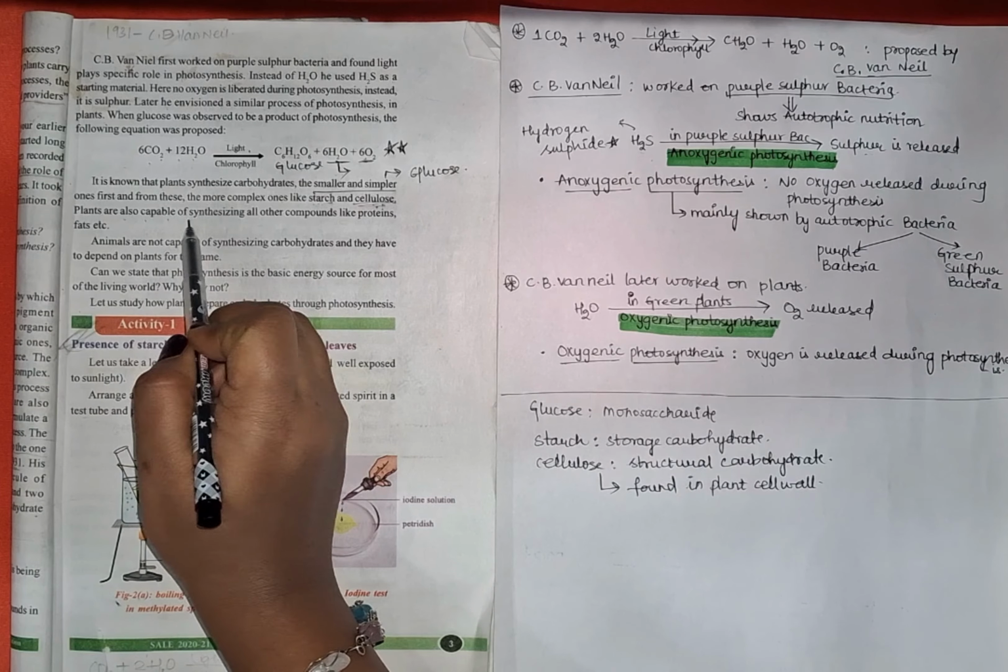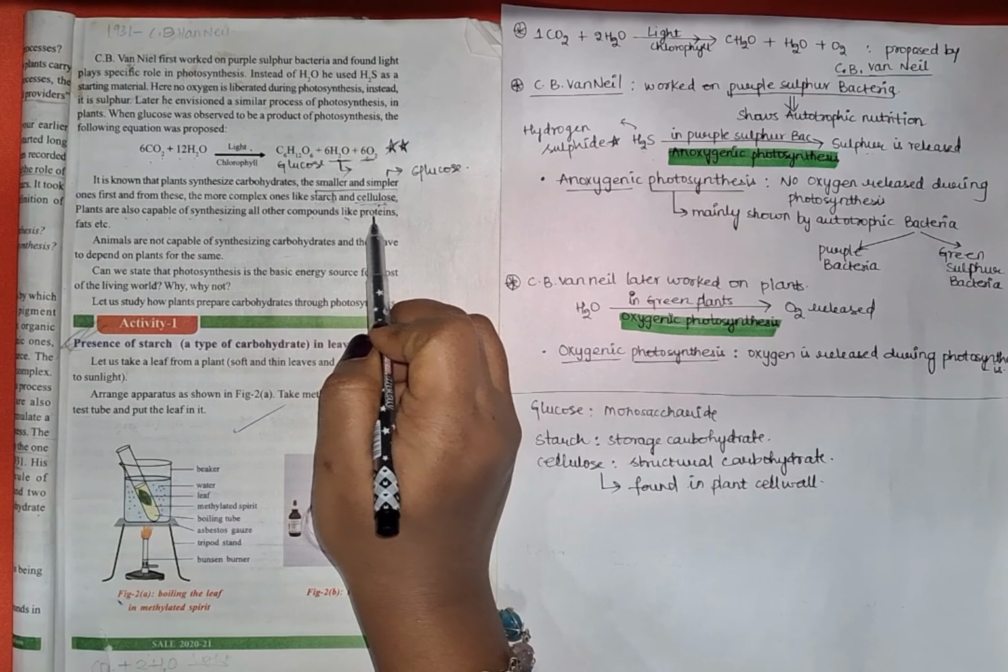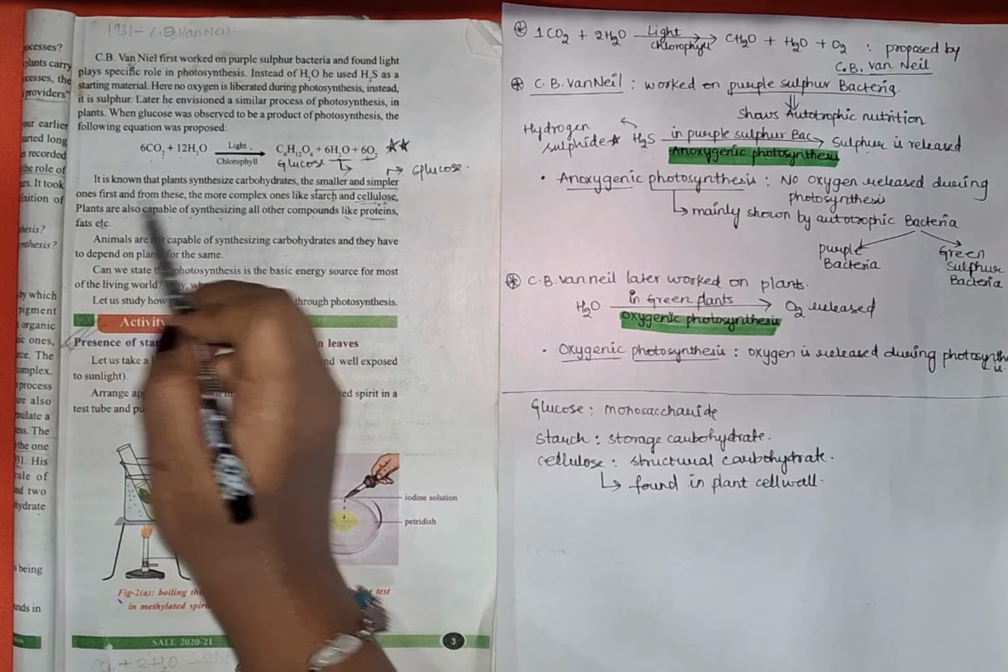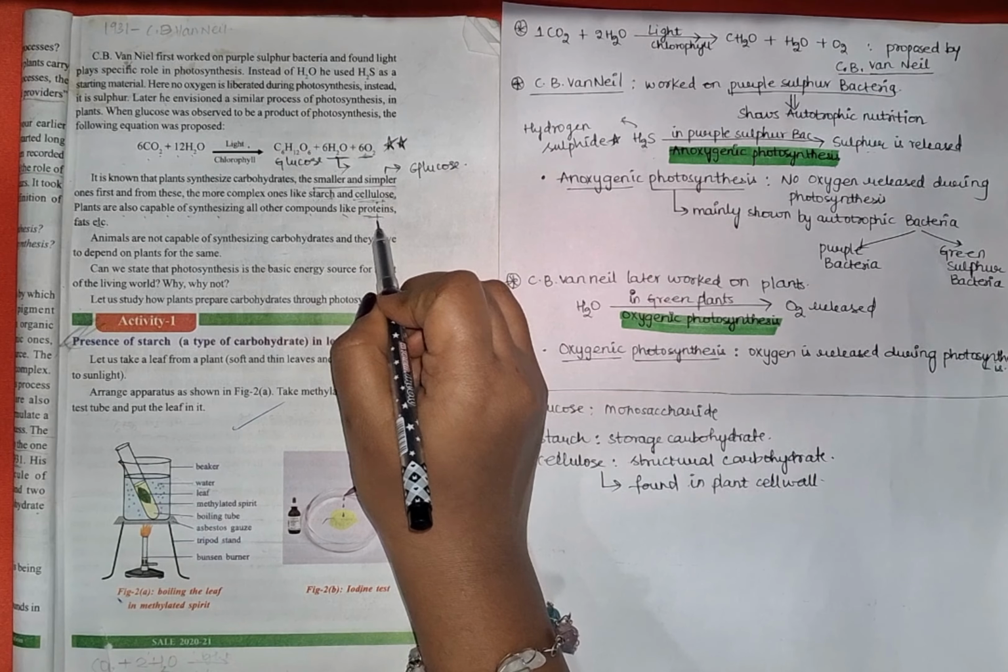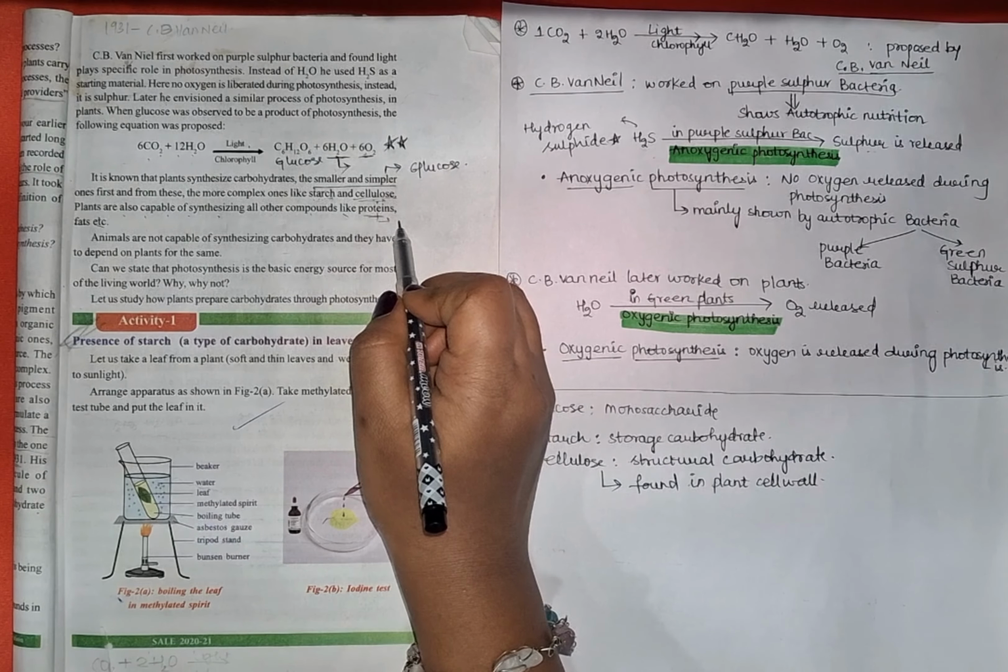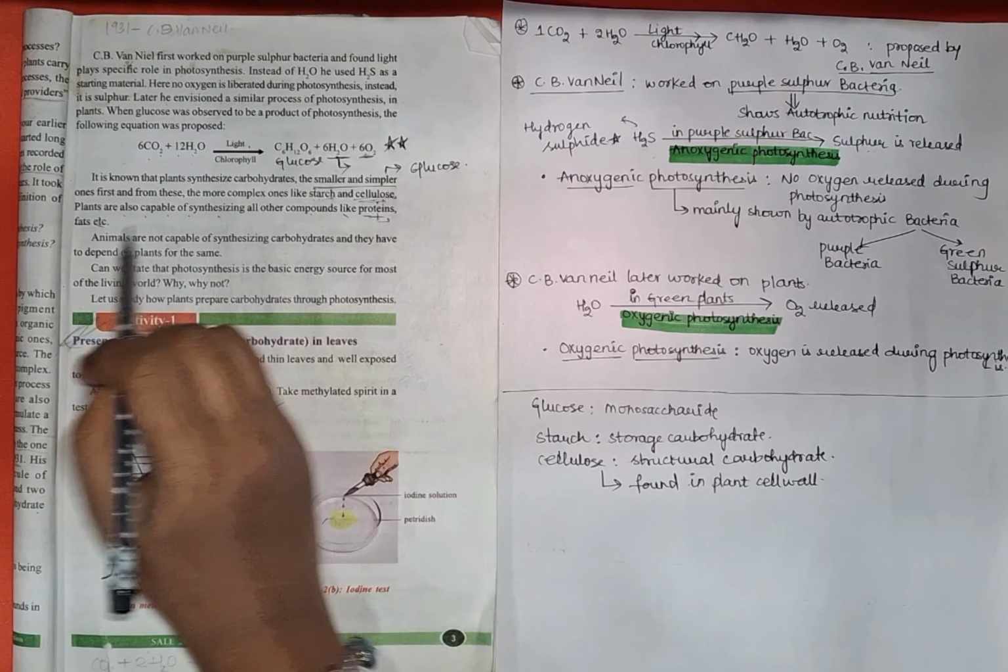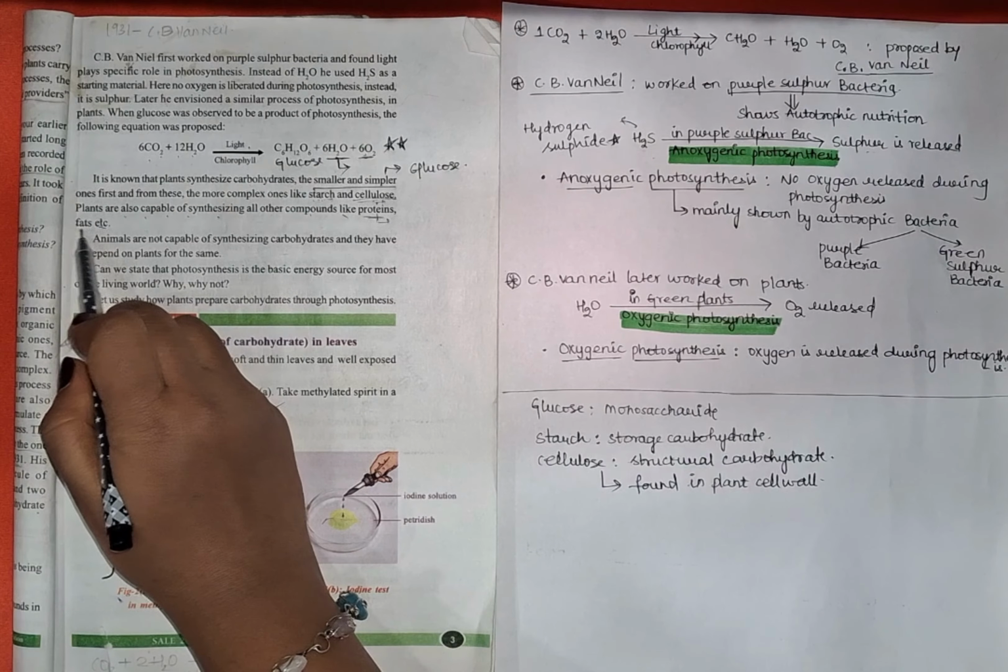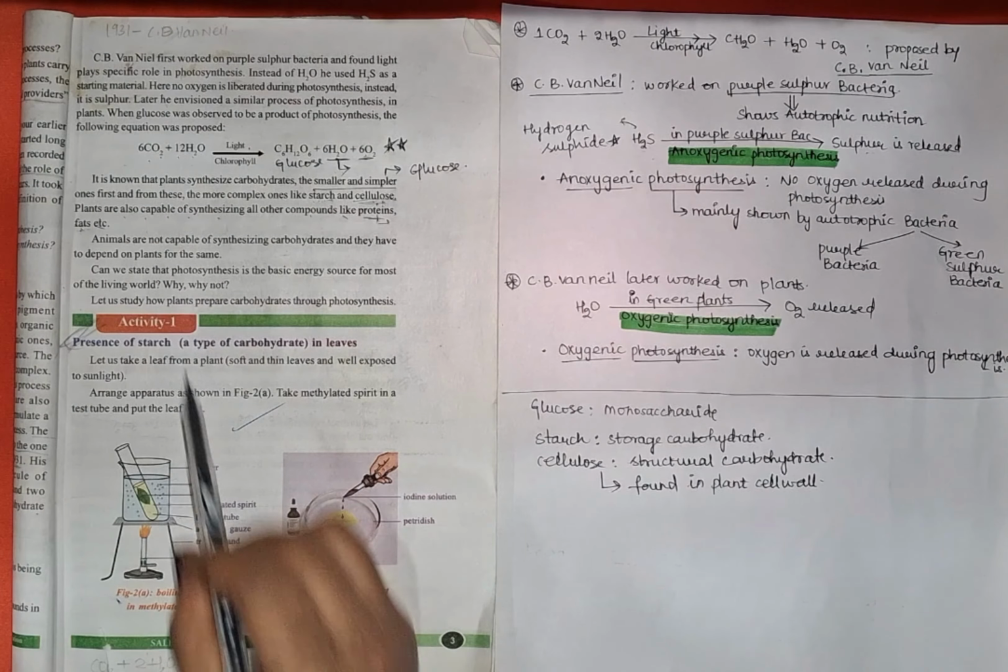Plants are also capable of synthesizing all other compounds such as proteins and fats, etc. First, the amino acids are formed. Later, from the amino acids, the proteins are formed. And from the lipids, the fats are formed.